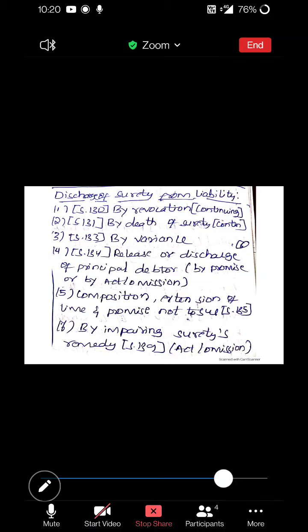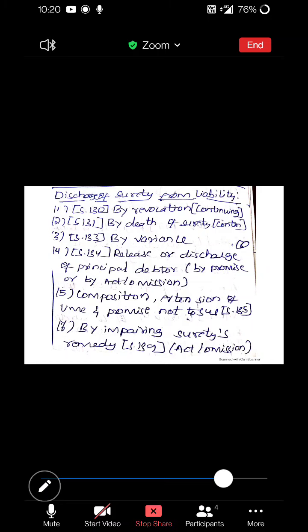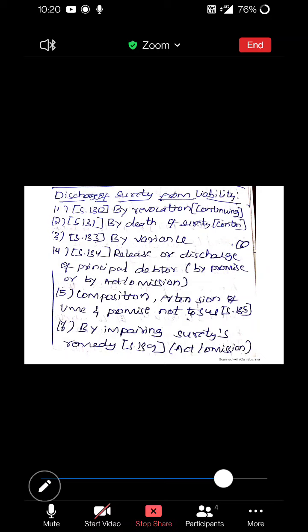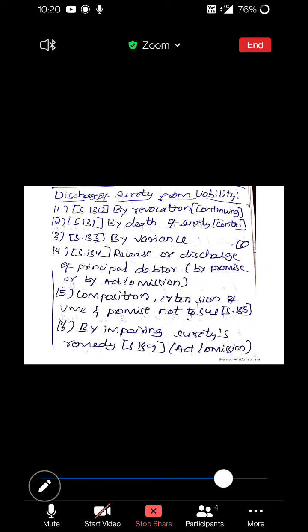The next is release or discharge of principal debtor. If the creditor himself goes to the principal debtor and says, okay, you are free, I will not take anything from you, promising that you don't need to pay anything, or the creditor does an act or omission through which the principal debtor is discharged, then also the surety will be discharged from his liability.